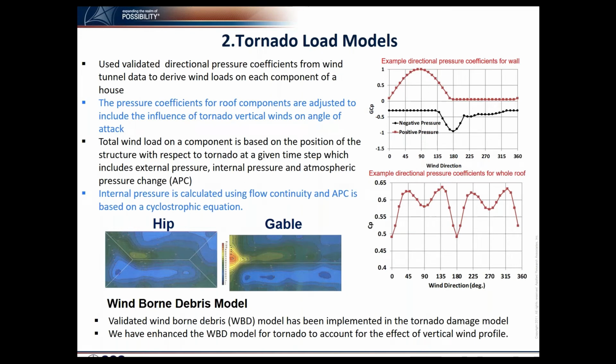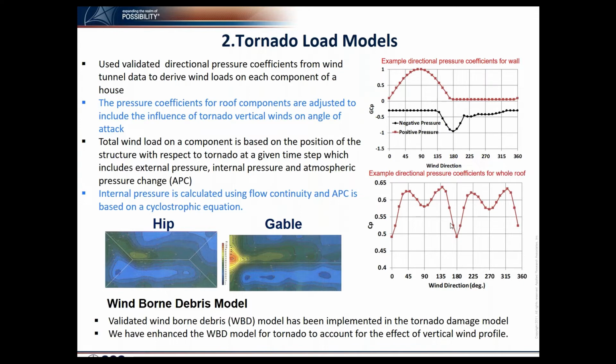So again, the tornado load model is based on experimental data that we have from the wind tunnel. So we have directional pressure coefficient data from University of Western Ontario that we incorporated in our model. Here is an example of the wind pressure coefficient variation with respect to the wind direction for positive and negative pressure. And here is another example of the pressure coefficient variation on a whole roof. This is for a component level basis, and this is for a whole roof.